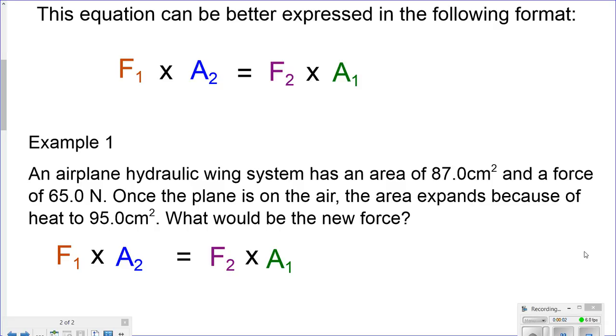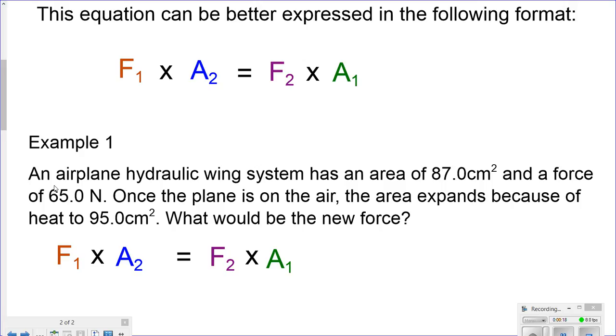Hello. On prior videos, we saw how pressure relates to force and area, and we saw how this equation could be solved for any of the four variables. Now it's time to answer some questions.